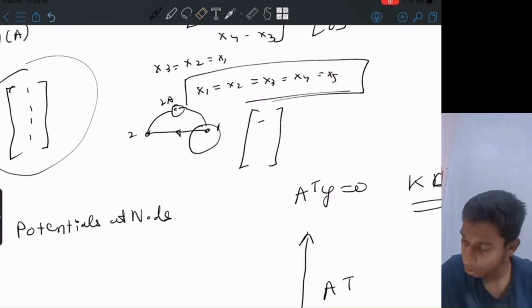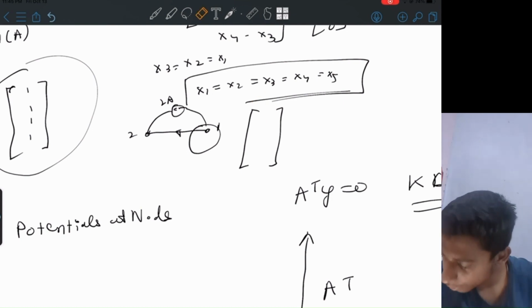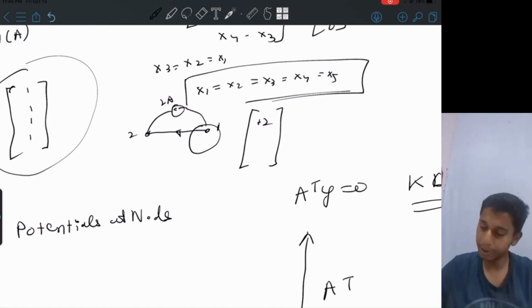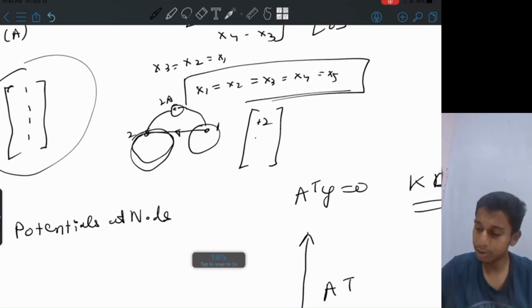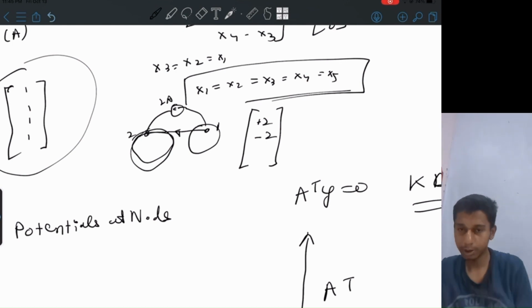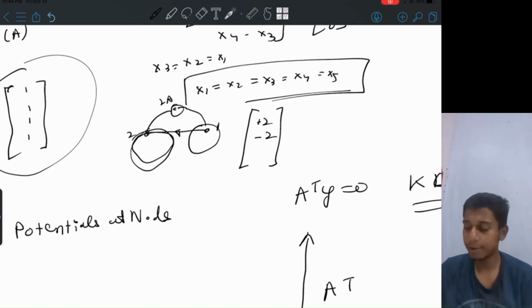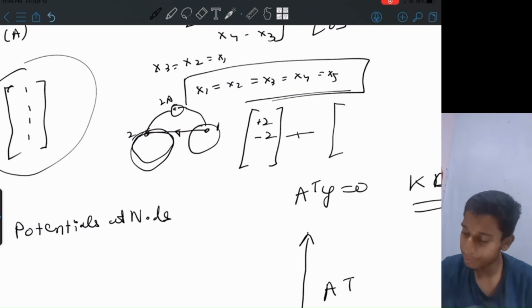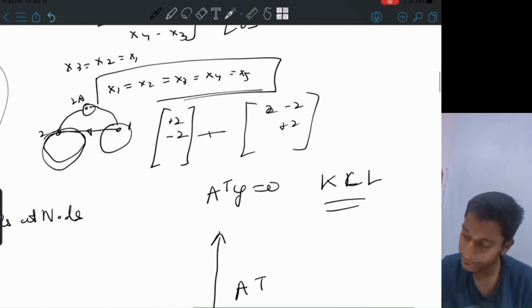minus 2. One minute. It would be plus 2 because the excess current is being supplied out. And similarly, for the second vertex it would be minus 2, as it is being supplied externally. Hence when we add the external source current, a minus 2 here and a plus 2 here, we get a 0.